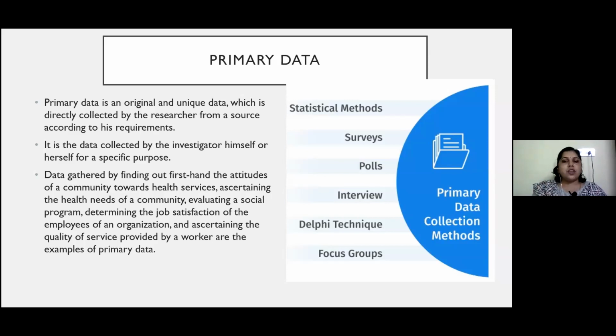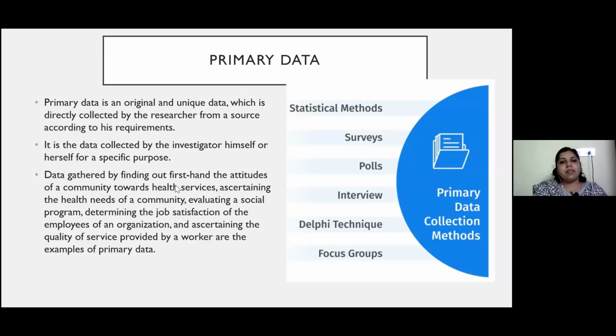So first-hand information can be collected by what different methods? By polls, by surveys. You must have attended so many surveys with the help of Google Form. Now during COVID, there were so many surveys done. Polls mean those where you give a vote. That type of polls are there. Direct interviews can be conducted. Delphi technique, I'll explain that to you in detail. Focus group discussion, where you talk about a single subject and a heterogeneous group of people are discussing it all together. That is called focus group discussion.